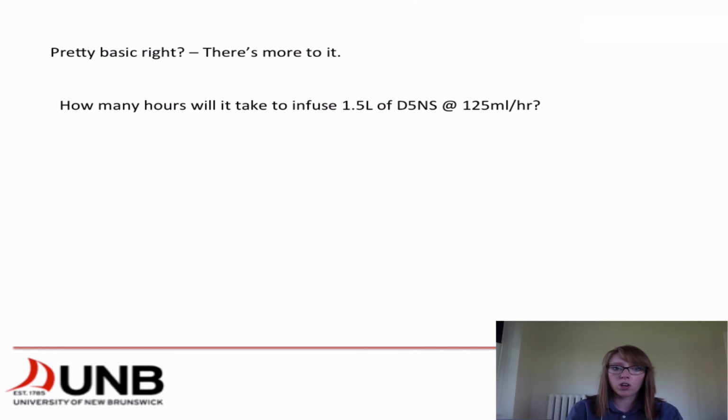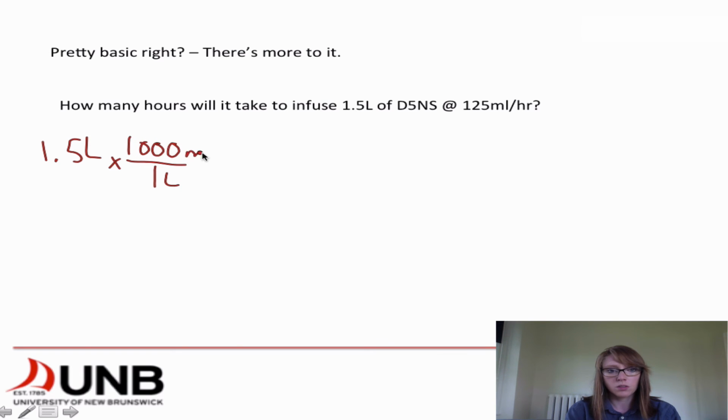So a little bit more complex question is we need to find out how many hours it's going to take to infuse 1.5 liters of D5 normal saline at 125 mils per hour. So let's do this math here. The first thing that we can do, there's 2 ways to do this. We can take 1.5 liters and we can do the conversion. So we know 1 liter, 1,000 mils. And that's going to be 1,500 mils.